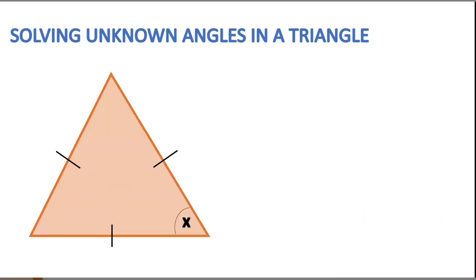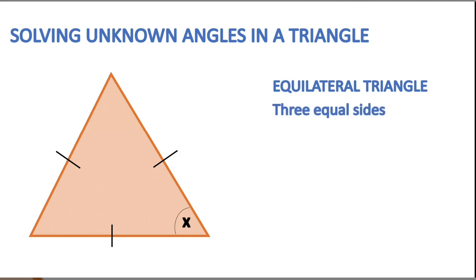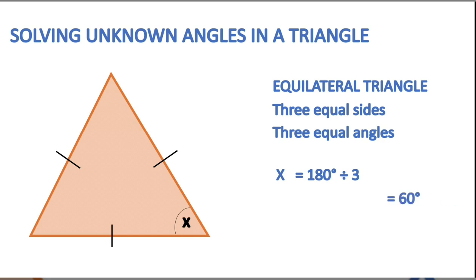In this example, this is an equilateral triangle. In an equilateral triangle, there are 3 equal sides and there are 3 equal angles. That means the angles in this triangle all have the same value. Since I know that the sum of angles in a triangle is equal to 180 degrees, solving for x will be equal to 180 degrees divided by 3, which is equal to 60 degrees. And now my reason would be equal angles in an equilateral triangle.